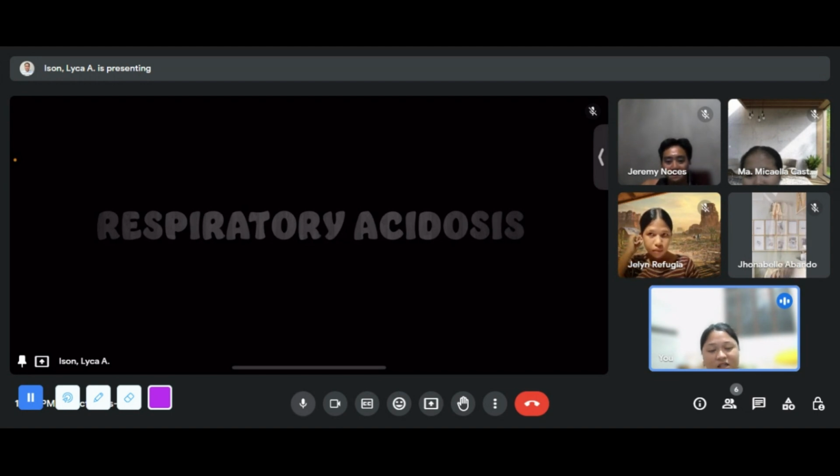So these conditions can have a range of causes that includes respiratory or metabolic disorders, medication use, and certain diseases. So each treatment depends on the underlying cause and may involve medication or lifestyle changes or other interventions to restore its balance. So let me discuss what respiratory acidosis is.